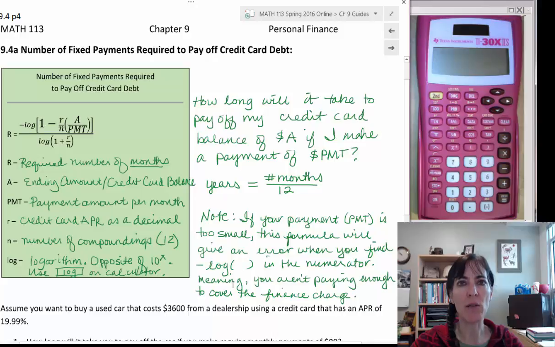when you find the negative log in the numerator. And that's this part here. When you take that negative log of what you calculate here, you'll get an error. And that means that you're not paying enough money to cover the finance charge.